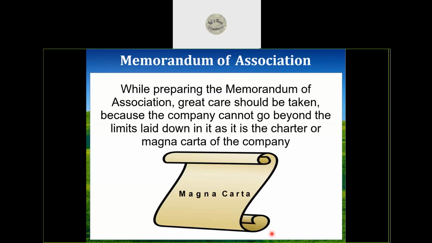अगर हमने एक बार MOA में कुछ लिख दिया है तो बाद में हम उसको रिवर्स नहीं कर सकते, बाद में हम उसे वायलेट नहीं कर सकते. So we need to be very careful while making the Memorandum of Association, and it is also known as the charter or magna carta of the company. You need to remember these points because sometimes they can come in the MCQs.